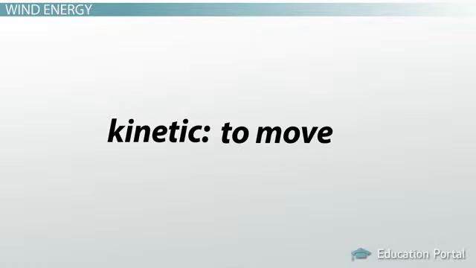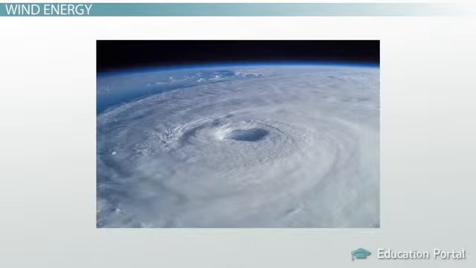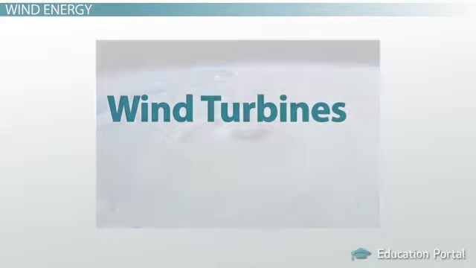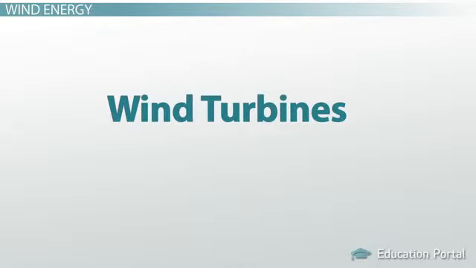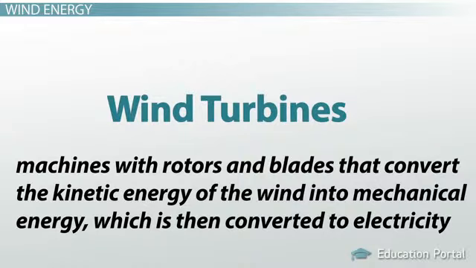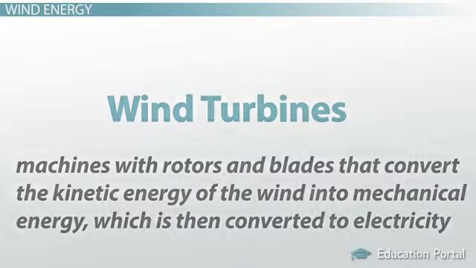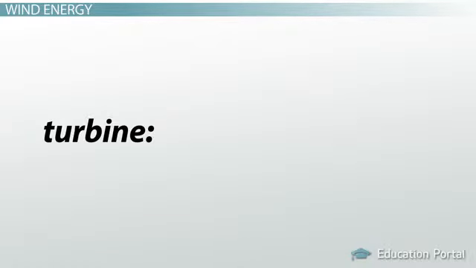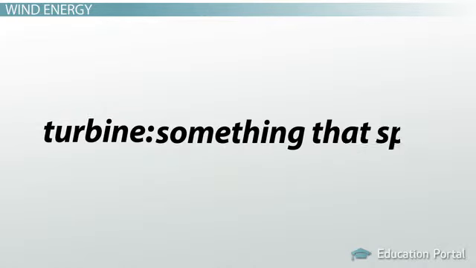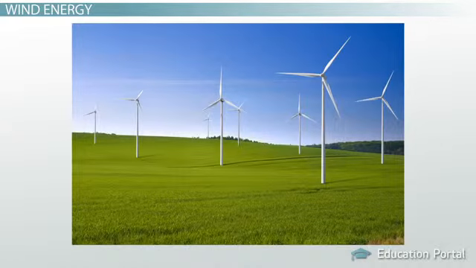In order to utilize the kinetic energy of the wind for electricity production, we need a way to harness its power. To do this, we use wind turbines. Wind turbines are machines with rotors and blades that convert the kinetic energy of the wind into mechanical energy, which is then converted to electricity. The word turbine comes from the Latin language and means something that spins. So you can think of a wind turbine as something that spins in the wind to generate electricity.